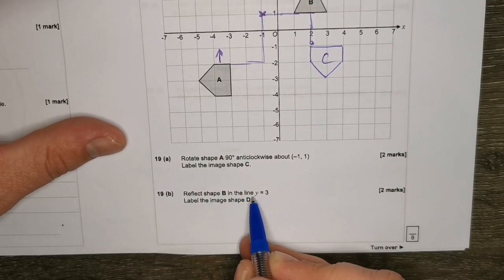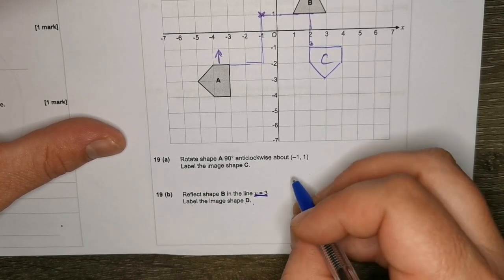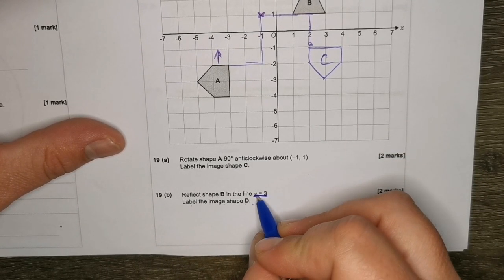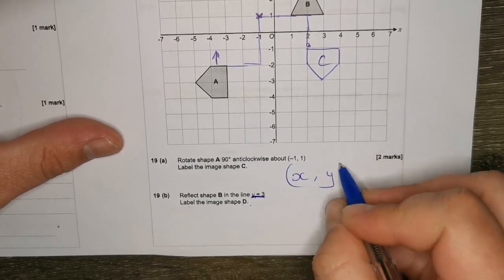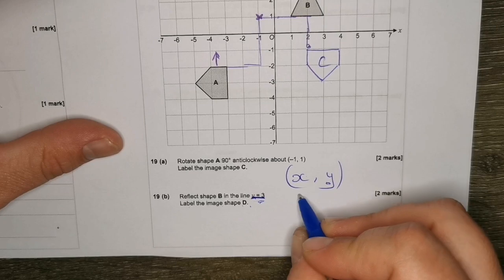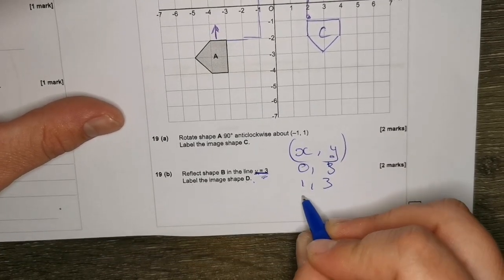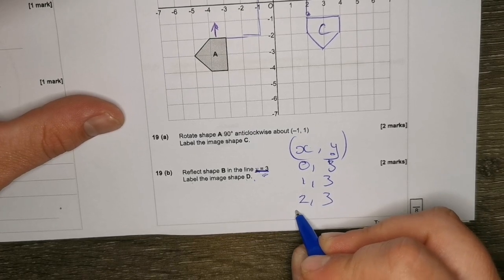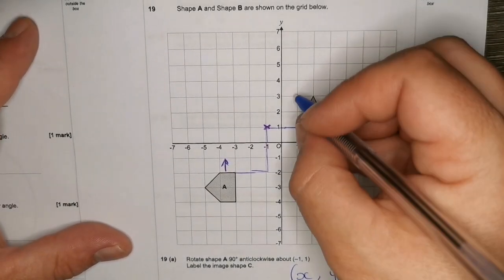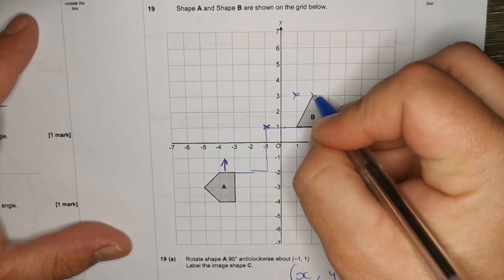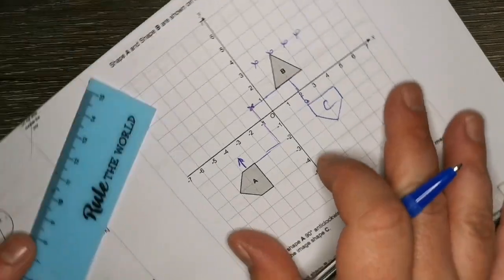Reflect shape B in the line Y equals 3. Label the image shape D. So if you're not sure where the line Y equals 3 is, don't panic, take it steady. We've got our X coordinate, we've got our Y coordinate. The Y one is always going to be 3. So we could have 0, 3, 1, 3, 2, 3, 3, 3. And then we can plot these in. We can see now where this line's going to go.